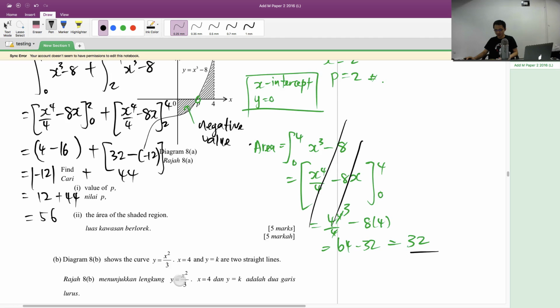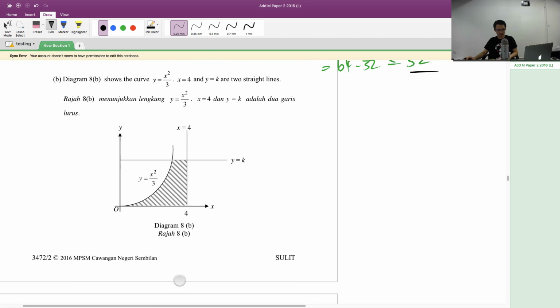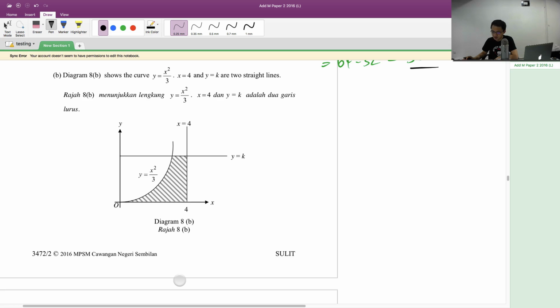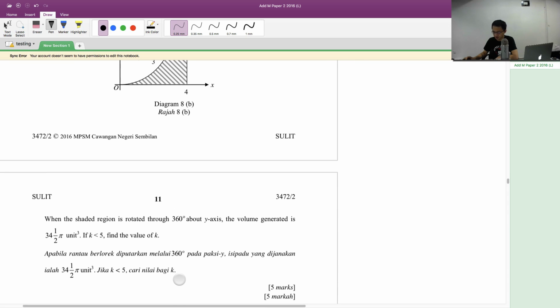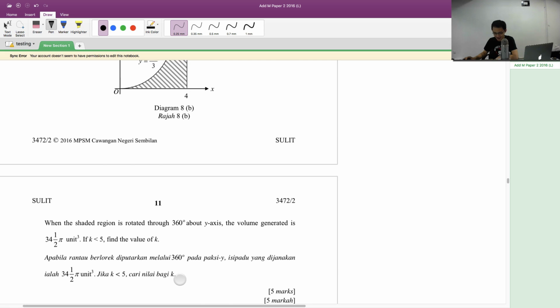Okay, so then we go to part B. The diagram shows the curve y equals x squared over 3, and x equals 4, and y equals k. Everything is in the diagram. The question says that when the shaded region is rotated 360 degrees about the y-axis, the volume generated is 34.5 pi. If k is less than 5, find the values of k.